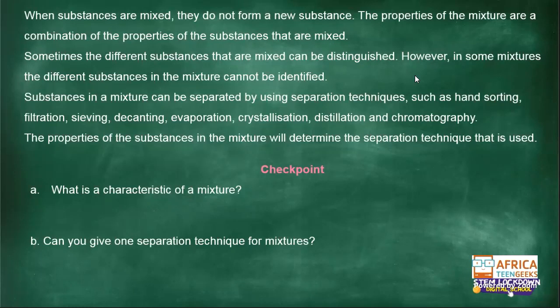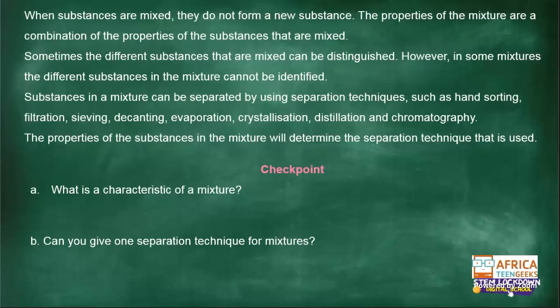crystallization, distillation, and chromatography. Sorry. So now these separation techniques, I want you to learn very well. We're going to do it. I'm going to give it to you in our next slide again, and I'm going to define each term for you. Or I can ask you to define it, and then we can see if you know or don't know.